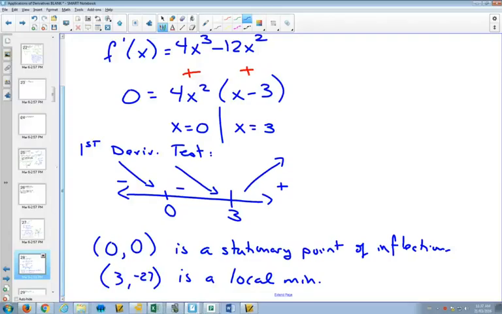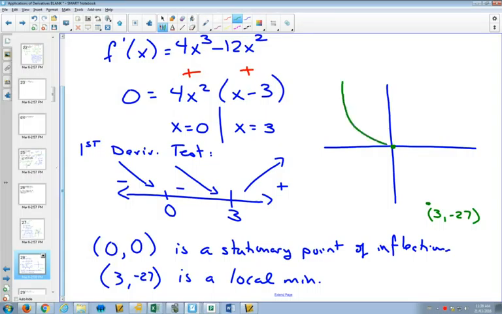So now we got those values. What does that mean for our graph? We've got 0 comma 0 and 3 comma negative 27. It's decreasing, hits this point but stays decreasing, so you have a bend, goes through that point perfectly, and then back up again. Draw our arrowheads on both ends of the graph. So this is what calculus is telling us this graph looks like.